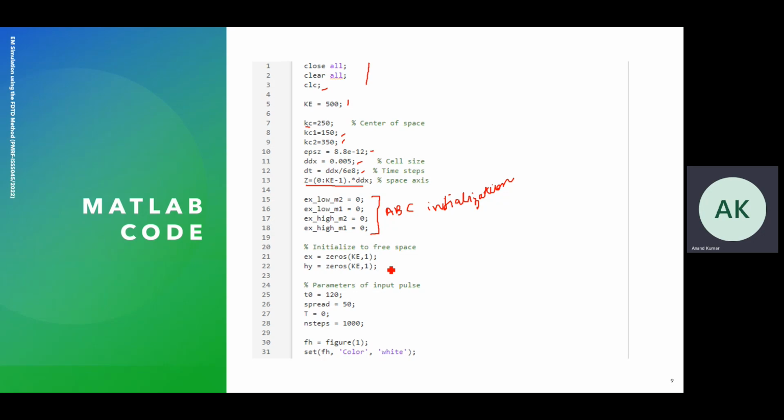This is the ABC initialization. Similarly, we initialize the ability region with the electric field and magnetic field, EX and HY. Now over here we define the initialization for the source. This is the number of time steps for which the code is to be run, and then we declare a figure window so that we can plot our electric field results. So we create this object for our plot window and then keep the background color as white.